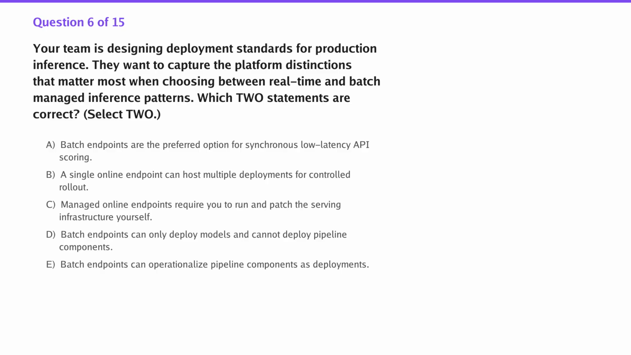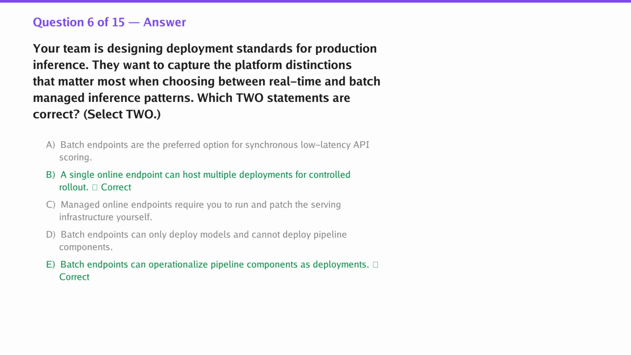Select 2. Option A, batch endpoints are the preferred option for synchronous low-latency API scoring. Option B, a single online endpoint can host multiple deployments for controlled rollout. Option C, managed online endpoints require you to run and patch the serving infrastructure yourself. Option D, batch endpoints can only deploy models and cannot deploy pipeline components. Option E, batch endpoints can operationalize pipeline components as deployments.